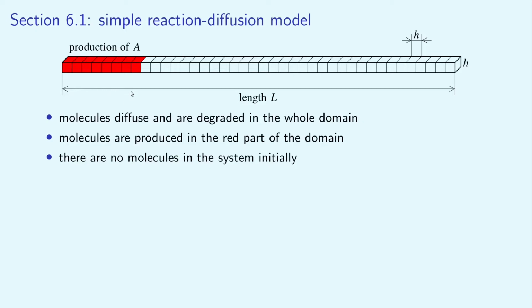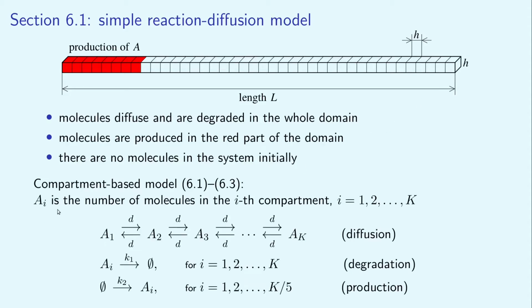We consider an elongated domain, a cuboid of length L and side H. We assume that molecules of chemical species A diffuse and are degraded in the whole domain. Molecules are produced in the red part of the domain, and there are no molecules in the system initially. To implement this model in the compartment-based stochastic reaction diffusion approach, we divide the computational domain into K compartments, and we denote by Ai the number of molecules in the ith compartment.